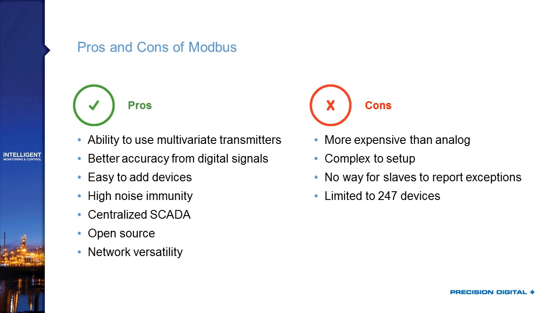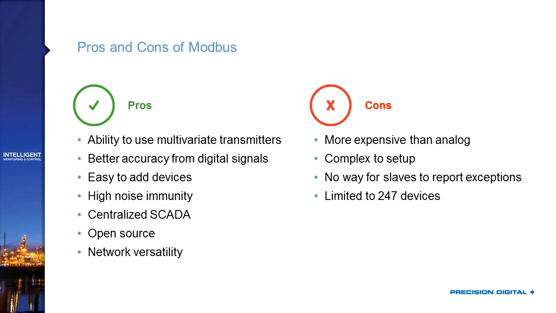There's really no way for slaves to report exceptions unless the system is designed to be asked for them. Slaves only talk if talked to. So if you have a poorly designed system, you might miss something that a system based around relays and 4 to 20s might otherwise be able to report.